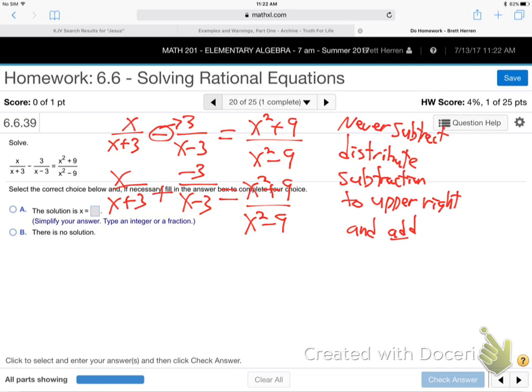And we've got to factor that denominator too. So everybody see what I'm saying about never subtract? It really messes you up. So never subtract. Move it to the upper right hand corner. And now factor those denominators, that one denominator. In fact, I should have just done that right away. Let me go back and do it right here: x plus 3, x minus 3.